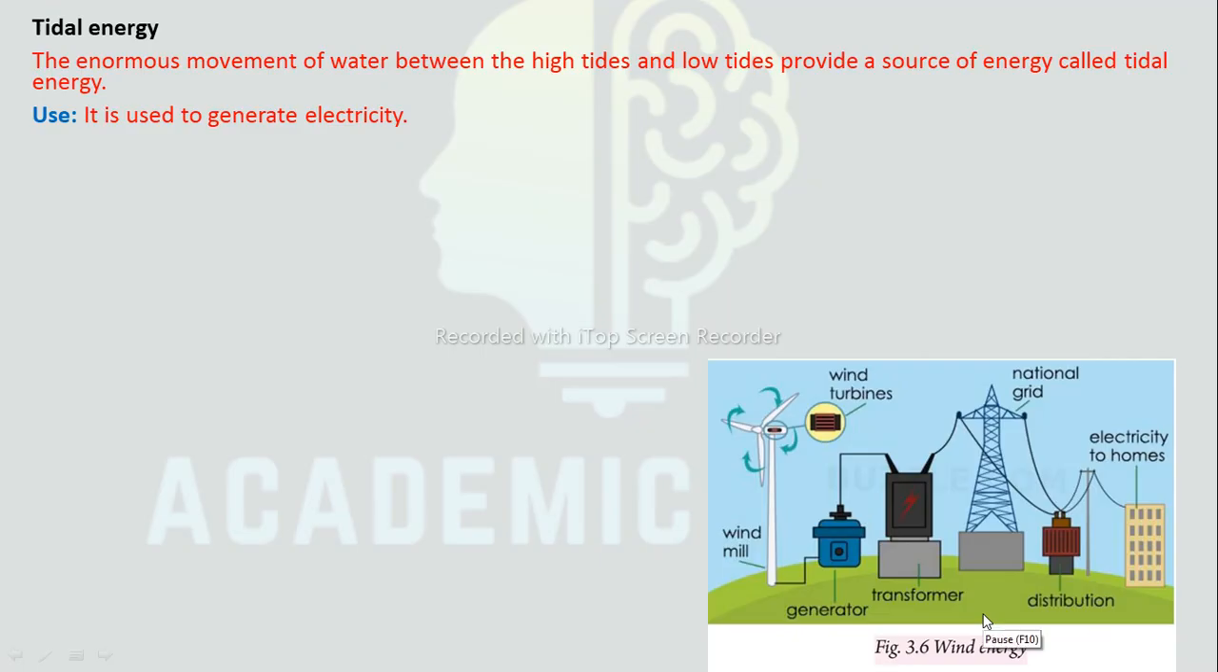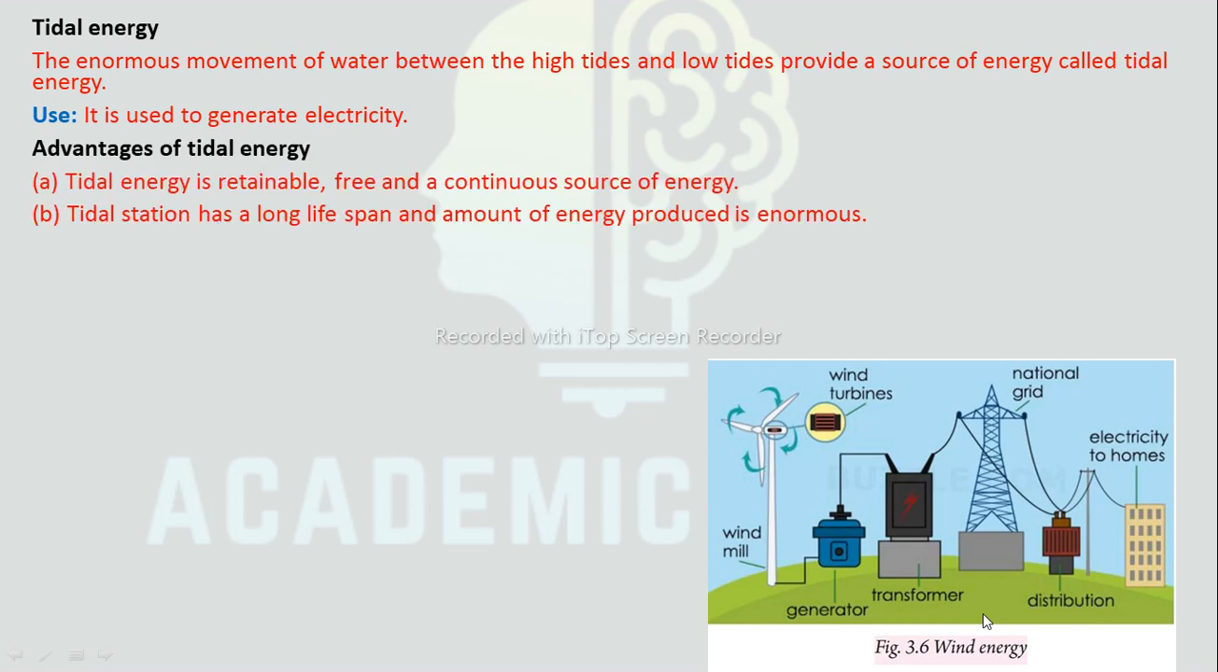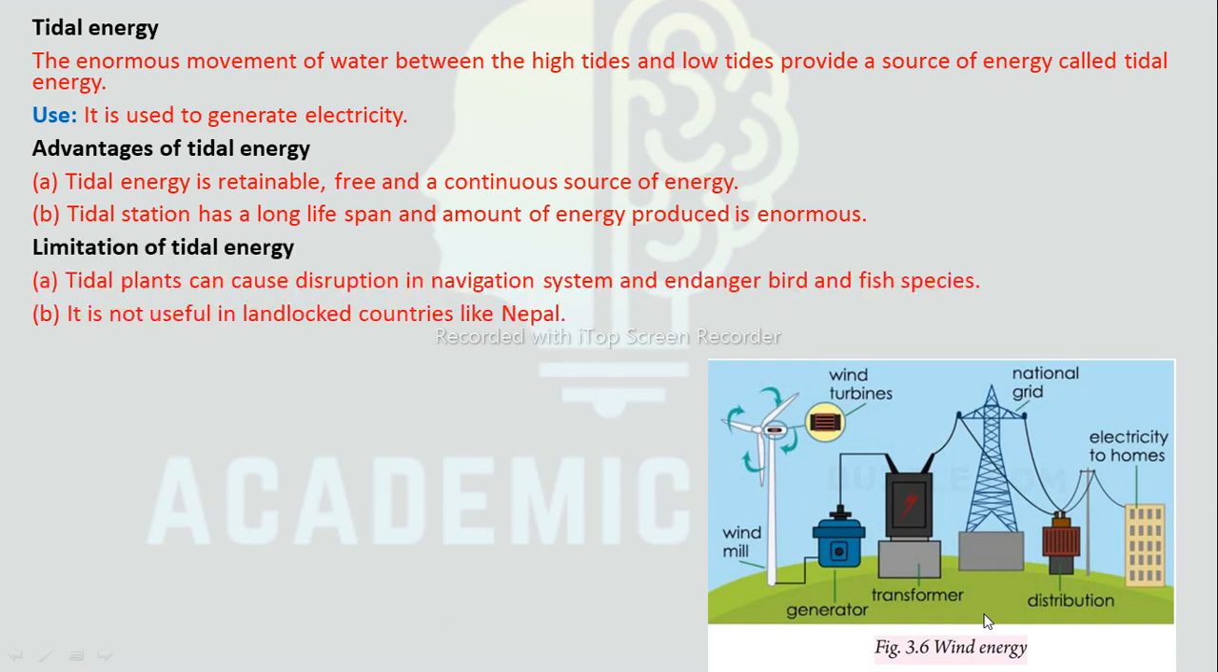Tidal energy. The enormous movement of water between the high tides and low tides provides a source of energy called tidal energy, and it is used to generate electricity. Advantages of tidal energy. Tidal energy is renewable, free, and a continuous source of energy. Tidal plants have a long lifespan and the amount of energy produced is enormous. Limitations of tidal energy. Tidal plants can cause disruption in the navigation system and endanger birds and fish species. It is not useful in landlocked countries like Nepal.